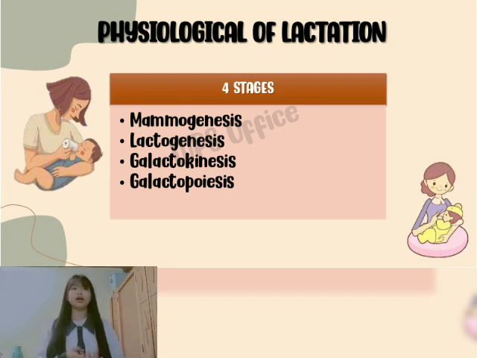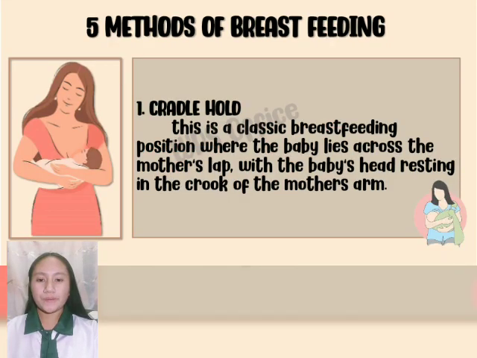Number 4, galactopoiesis. It is the maintenance and stimulation of ongoing milk production in the mammary glands. It involves various hormonal physiological processes that help sustain the production of milk, ensuring the continuous supply to meet the demand of the baby. There are 5 methods of breastfeeding.